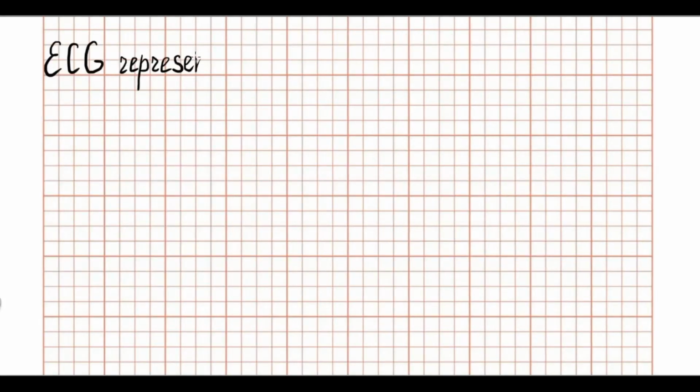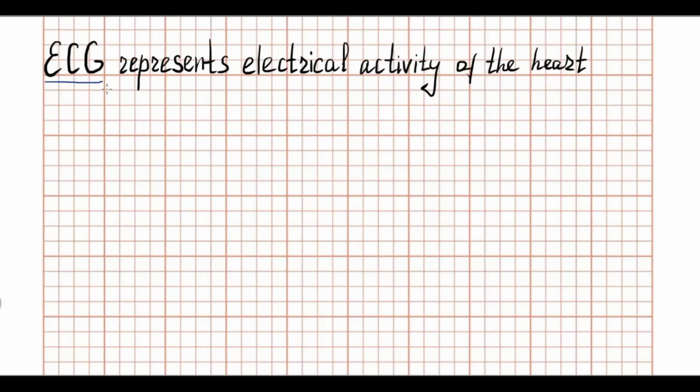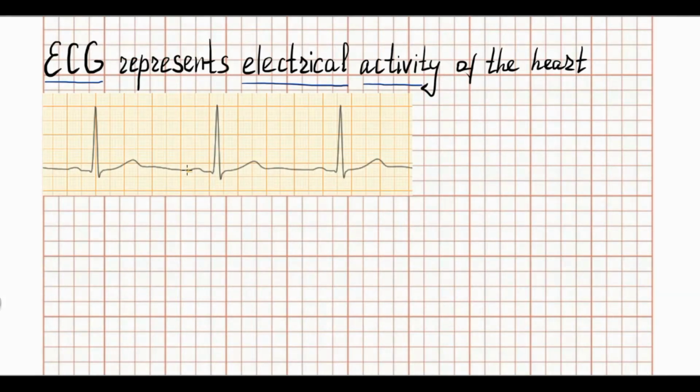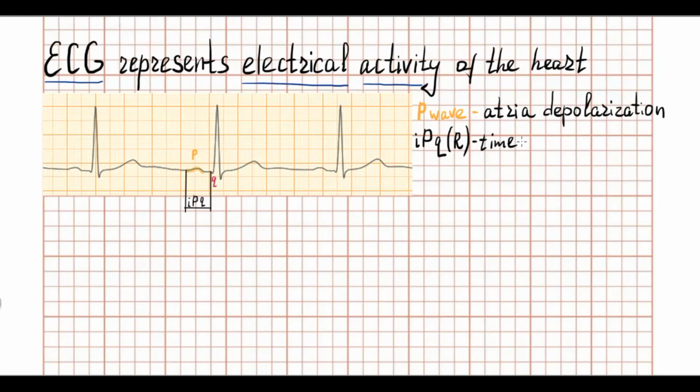The electrocardiogram is a special graph that represents the electrical activity of the heart. The ECG is capable of recording only relatively large currents produced by the mass of working heart muscle. These currents make ECG waves. A normal ECG starts with the P wave. The P wave represents atrial depolarization. The PQ interval, or if the Q wave is absent, the PR interval, is the time from the start of atrial depolarization to the start of ventricular depolarization.